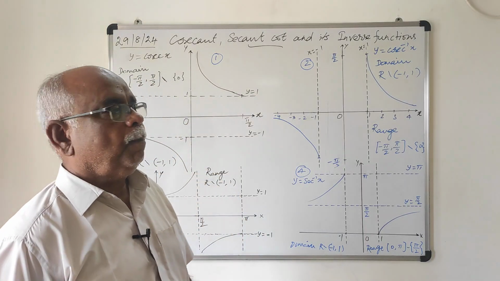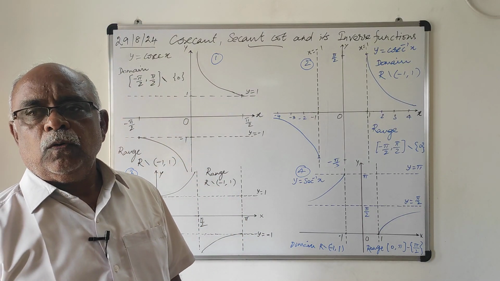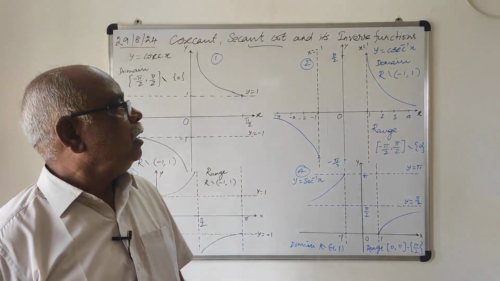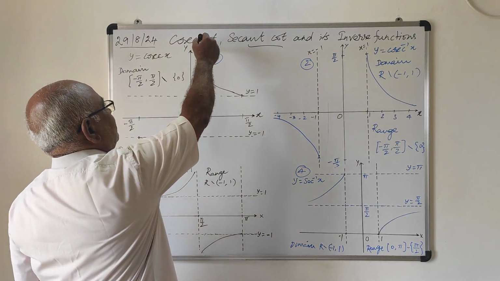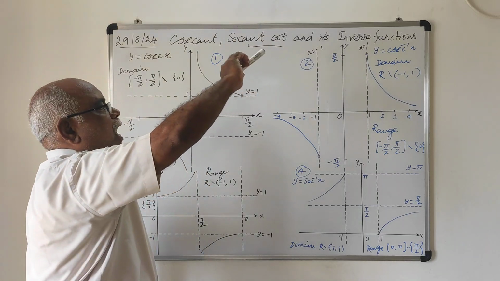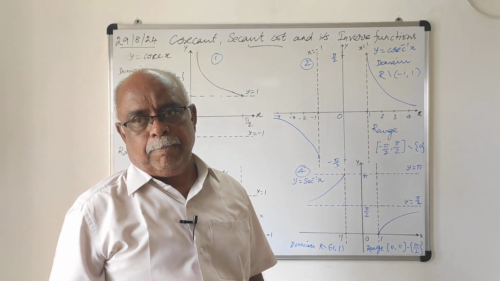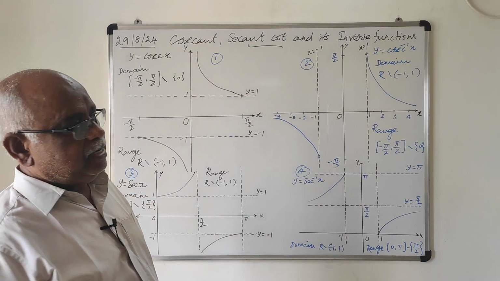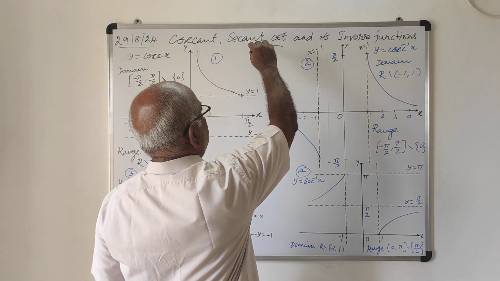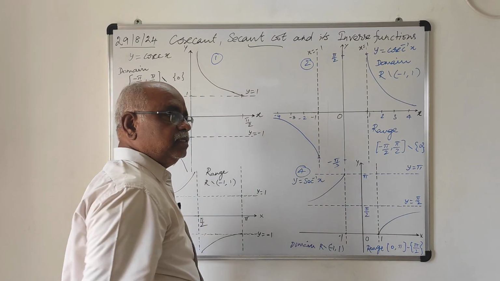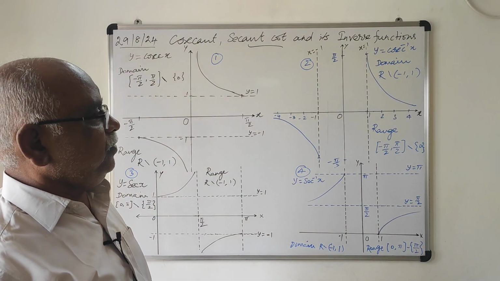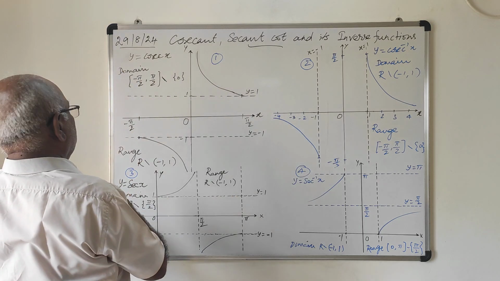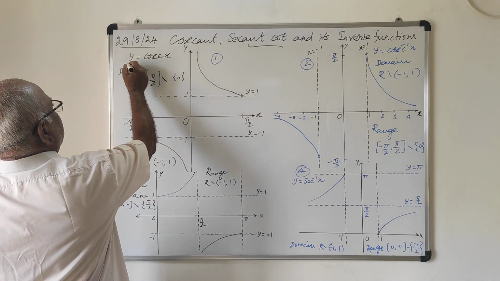My dear students, in this video we are going to see the graph of cosecant, secant, cot and its inverse functions. Graph of cosecant function and its cosecant inverse function. Similarly, the graph of secant and secant inverse, cot and cot inverse functions we are going to see in this video. So the first diagram, the graph of y equal to cosecant x.